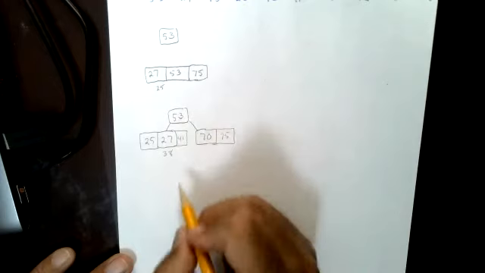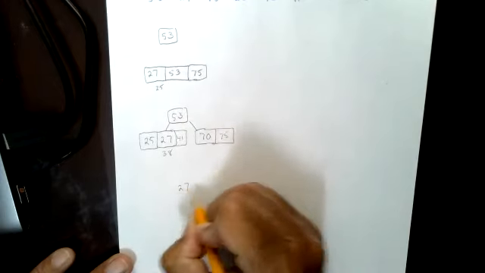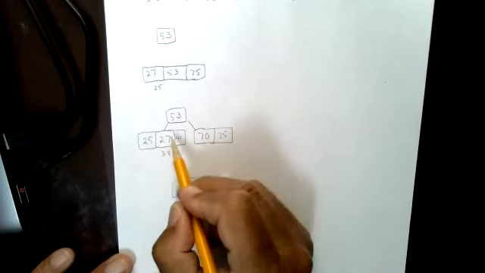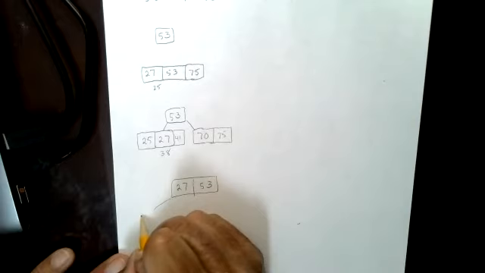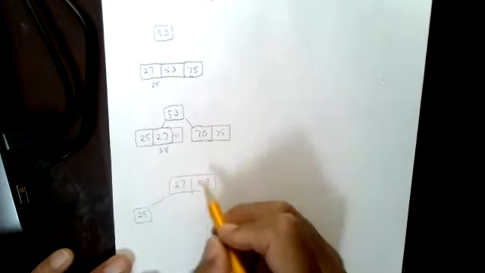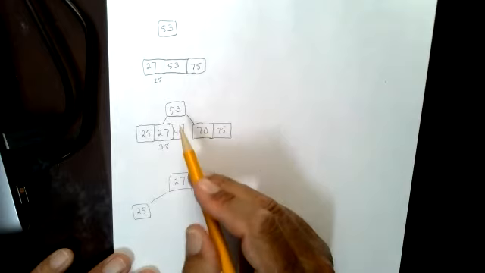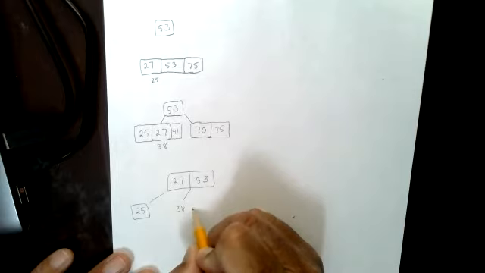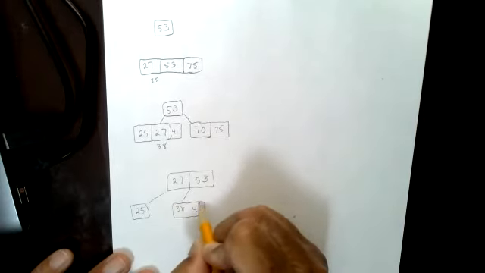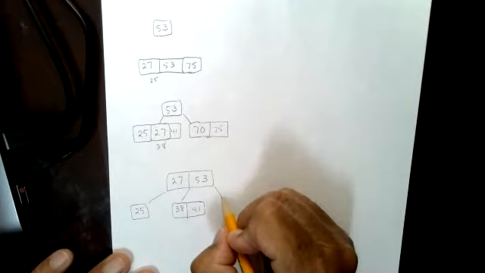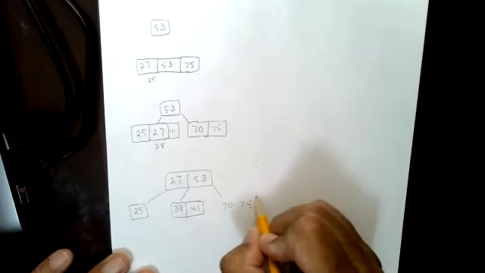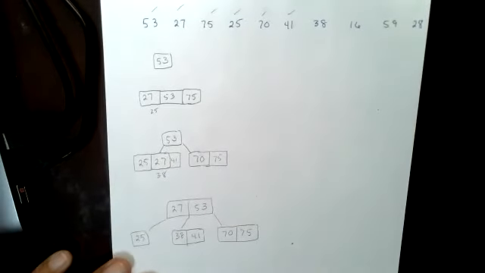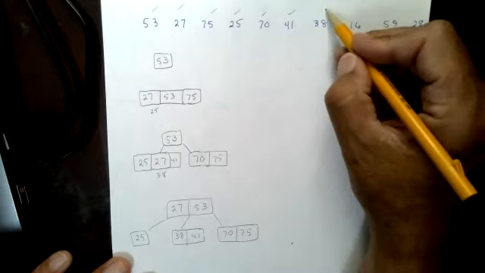27 is the middle term, so 27 would leave. I have 27 and 53. To the left of the 27 is just a 25. Between the 27 and 53 is the 38 and the 41. And to the right of the 53 is 70 and 75. So I just added 38.